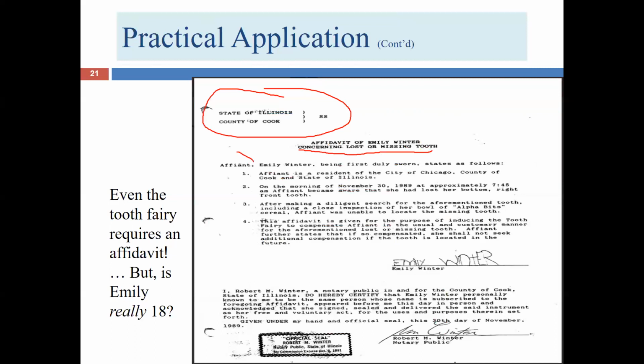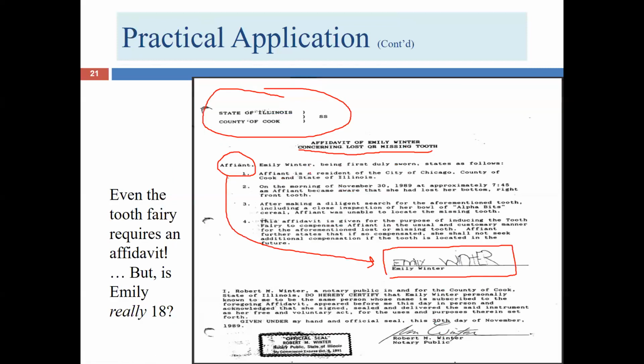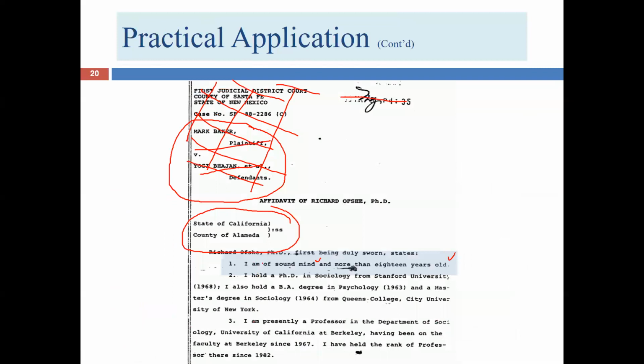We have affiant, so we know this is the person who's going to be signing, and you can see, yes, here's her signature. Down here it says she is the affiant. Emily Winter being first duly sworn, so we can see this is kind of boilerplate. We saw this also on Richard's. States as follows. Affiant, this is a little different because we can see when Richard is talking, he's talking in the first person. I am of sound mind.